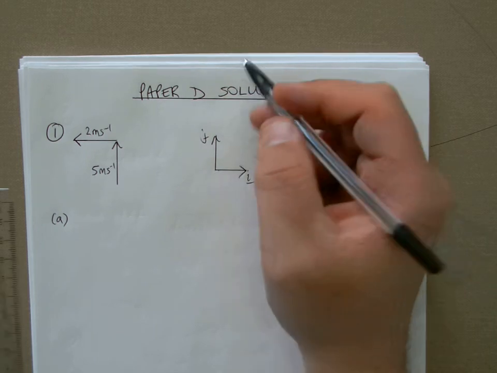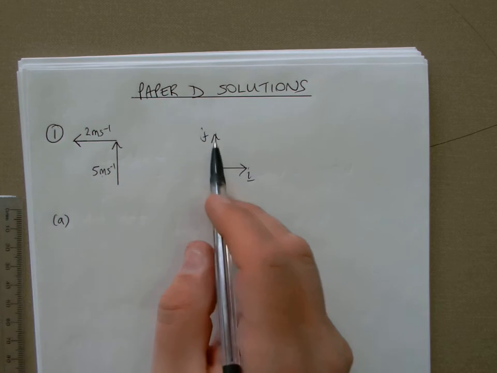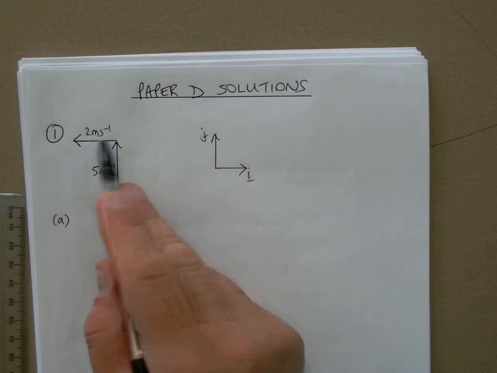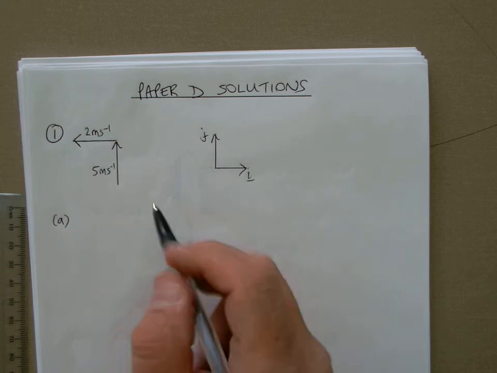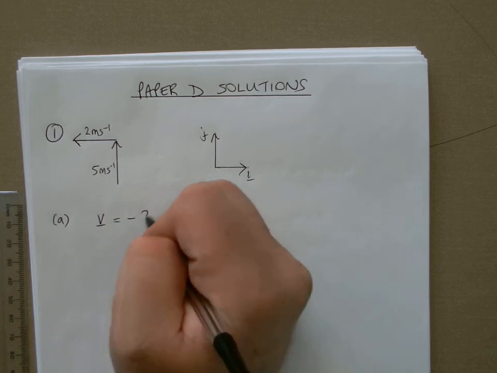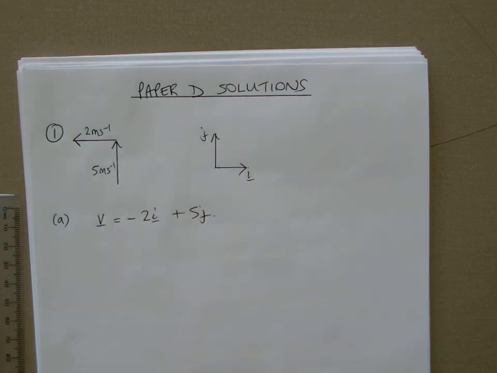Okay, so in this case, you could see, well, it's definitely going in the north direction. So the J direction by 5. So that'll be 5J, but it's actually going west, isn't it? So it's going that way to the I direction, so it's going backwards. So basically, its velocity can be thought of as minus 2I plus 5J.